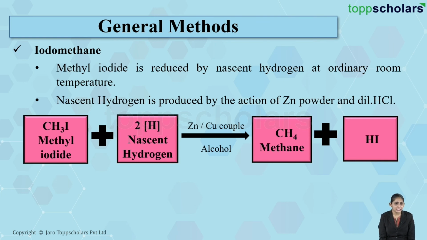So here you can see there is something written over the arrow, right? What is written? Zinc or copper couple and alcohol, right? Which means that this reaction takes place in the presence of zinc or copper couple and alcohol. So what happened over here was, we took methyl iodide and we reacted it with nascent hydrogen. Nascent hydrogen reduced methyl iodide into methane, as you can see over here.